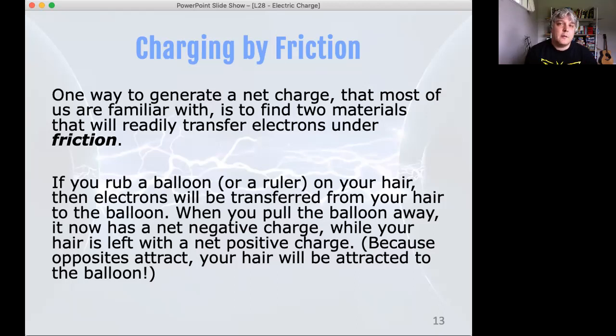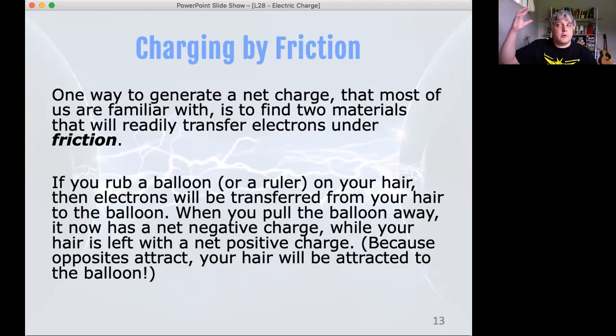And as a reminder, your hair has become positive, but it has not gained any protons. If it gained protons, that would mean it has gained whole atoms, and it hasn't. It has lost some electrons. It has not gained any protons. So your hair is left with a positive charge. The balloon now has a negative charge. And because opposites attract, the balloon and your hair will be attracted to each other.